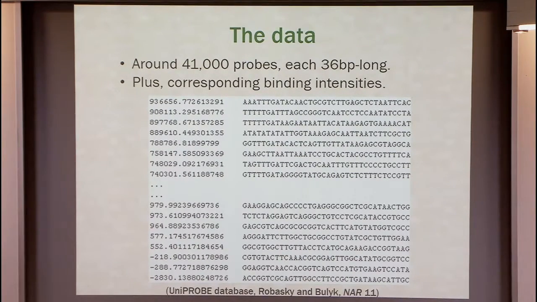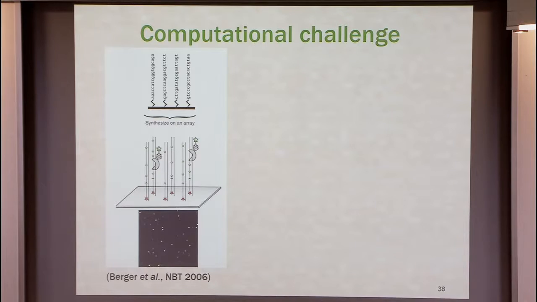And also Team Hughes' lab from the University of Toronto has the CIS-BP database that has more than 1,000 of those PBM experiments. So it's really a lot of data, and it's all publicly available. So what is the computational challenge in this case?